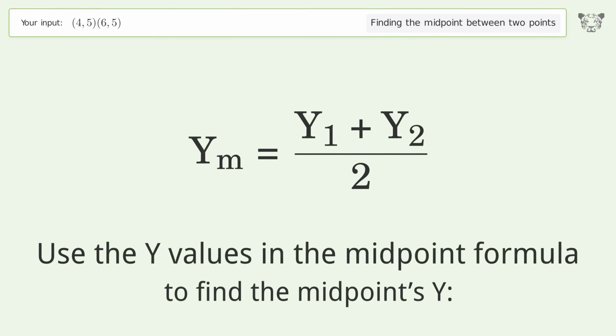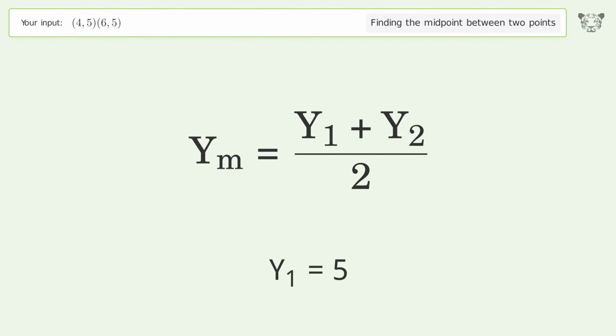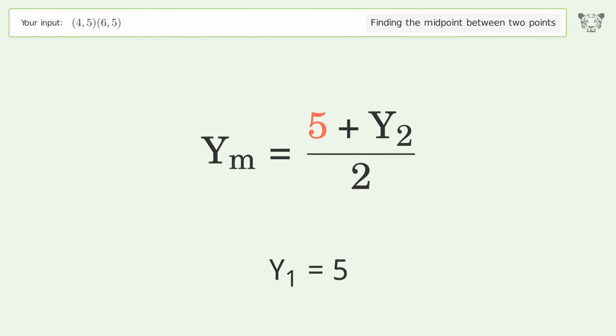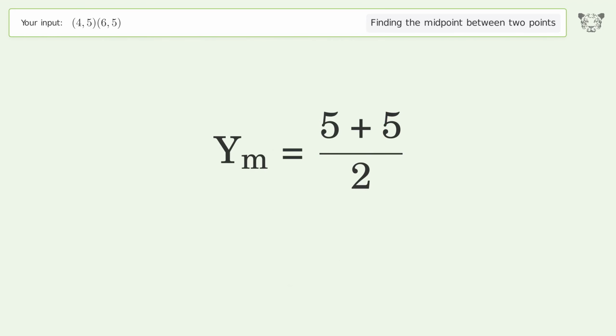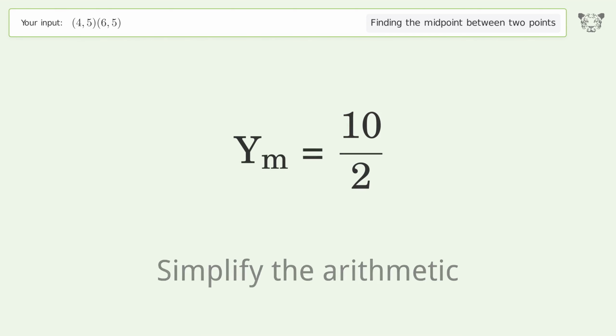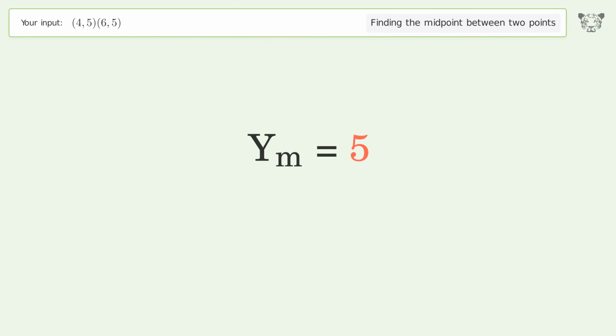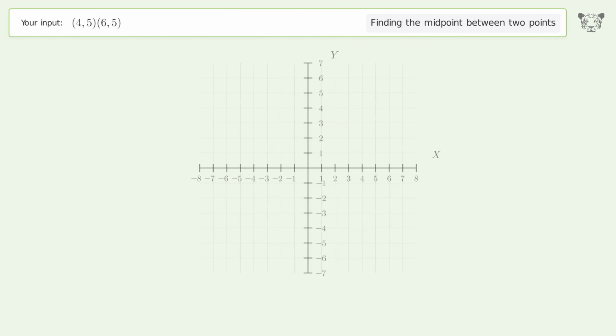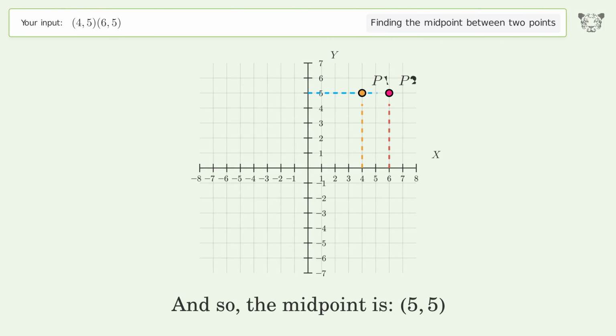Use the y values in the midpoint formula to find the midpoint's y. y1 equals 5. y2 equals 5. Simplify the arithmetic. And so, the midpoint is 5, 5.